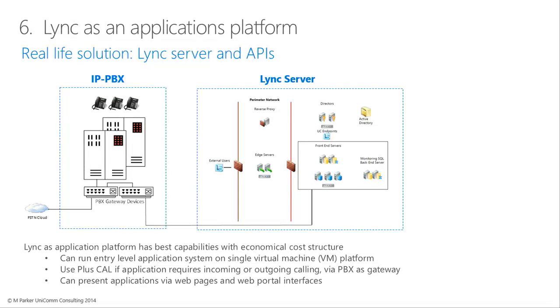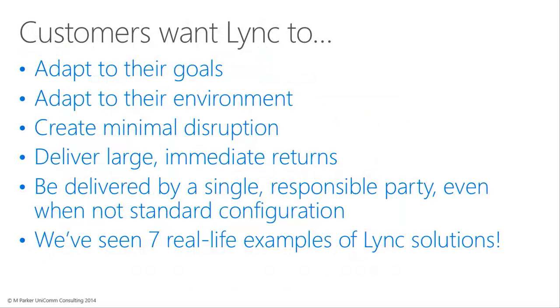Architecturally, it'll look much like the last picture we saw, but the thing that's not shown on this chart is how off of this side, I'll be using the APIs out to the whole world of applications. I can run it as an entry level. I can put it on a single VM platform. It's going to take me probably 3 or 4 server roles, but I can still get it on a single platform. If I need incoming, outgoing PSTN work and I don't want to route it through here, I can just put in a plus CAL and get SIP trunks, and I can present the application through web pages and web portals and so forth. So what I'm telling you are my real life stories.